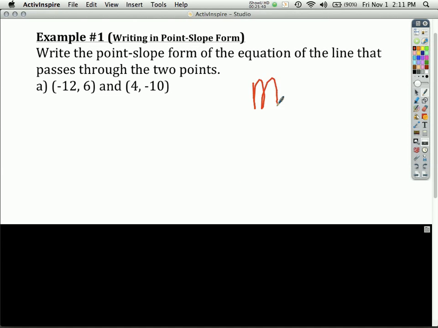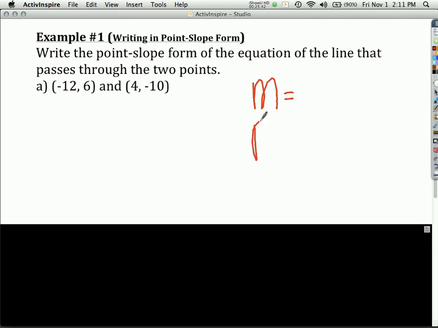We still need the slope. This time we need a point. And then we need the form. Y minus something equals slope times the quantity x minus something else. And we're going to work top down. We find the slope, find a point, plug it in, and we're done. So we need the slope, and we need to get it from this information. What can we do?